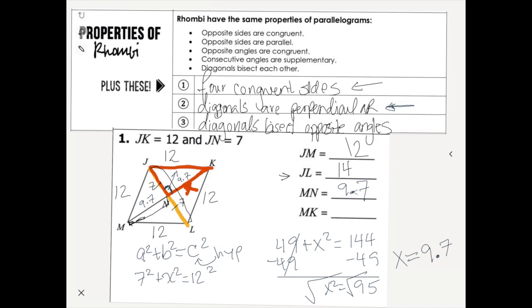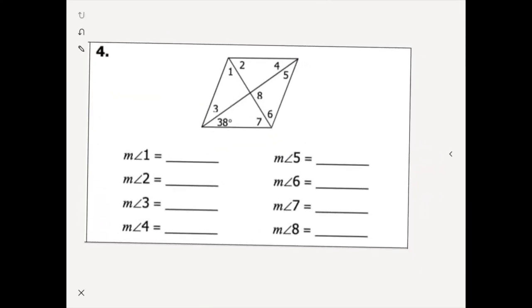They want us to find MK. MK is this whole thing right here. So we're going to add 9.7 plus 9.7, and that's going to give us 19.4. Let's try to use these properties to do another example. So let's look at this question. So we have another rhombus. This time we're solving for missing angles instead of missing sides.